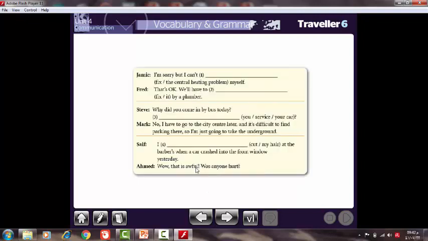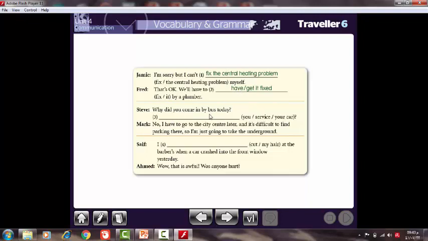Now, let's see the exercise. Page 47, as we said. Jenny, I'm sorry, but I can't. Between two brackets: fix the central heating problem myself. Fred: That's okay. We'll have to have it fixed by a plumber. Yes, very good. Here it is: I can fix, can plus infinitive, the central heating problem. That's okay, we'll have to have or get it fixed. Here is the causative.